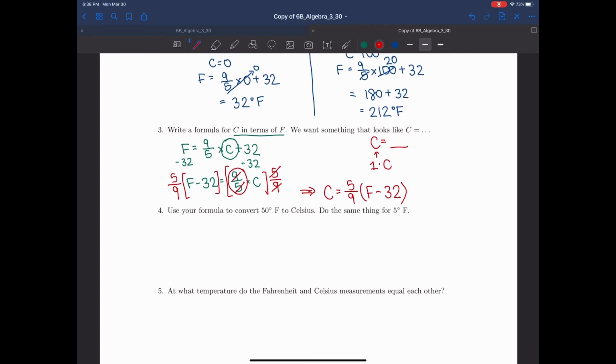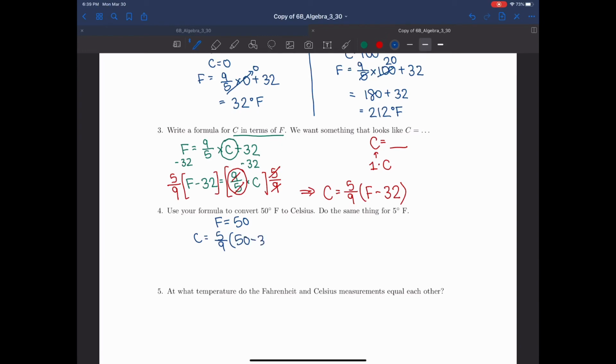Okay, so now let's use our formula. So let's start with 50 degrees F. So we have F is equal to 50, and now C is 5/9 times 50 minus 32. So if we simplify the inside of the parentheses first, we're going to get 18. And I can cancel out 18 and 9 really well. We're going to get 10 degrees Celsius. Easy.